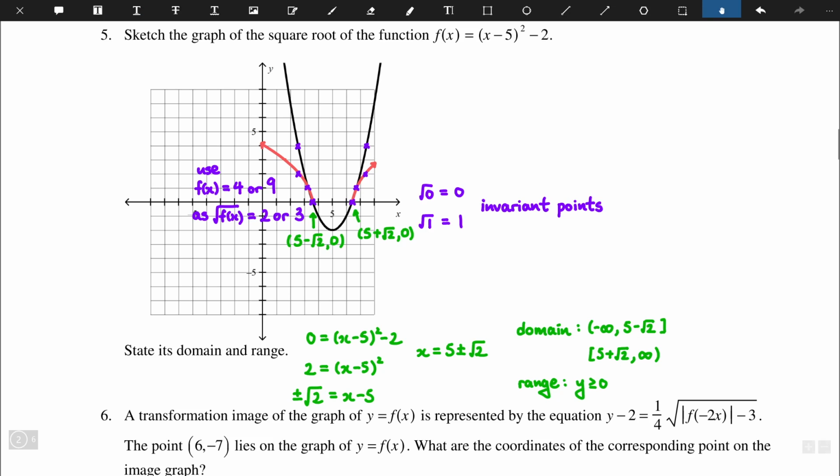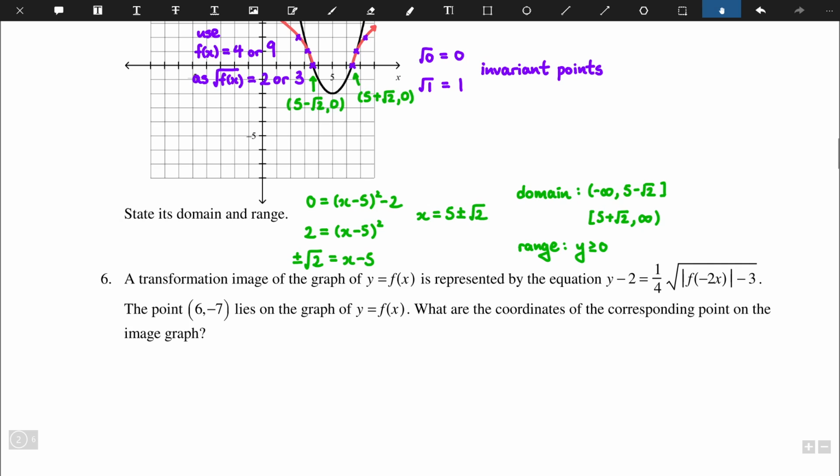See here, it says a transformation image of the graph of y equals f of x, and then we're given y minus 2 equals 1/4 the square root of the absolute value of f of negative 2x, and then minus 3 still underneath the square root sign. It says the point (6, -7) lies on the graph of y equals f of x, and then we're looking for the corresponding point on the image graph.